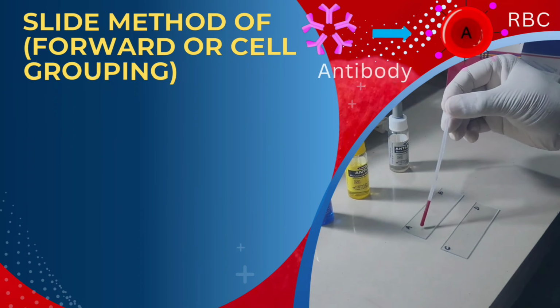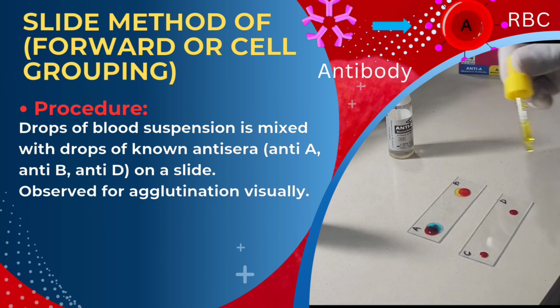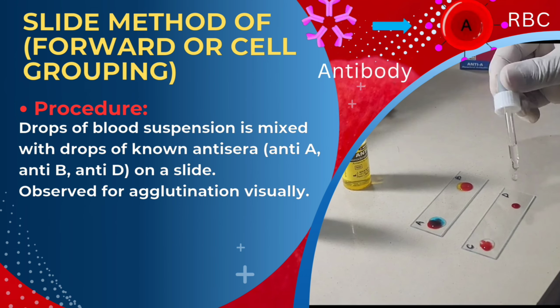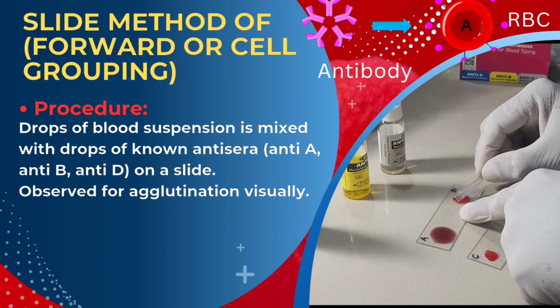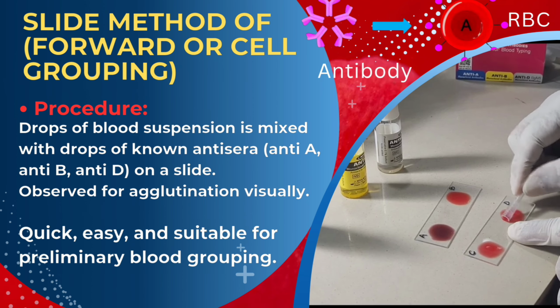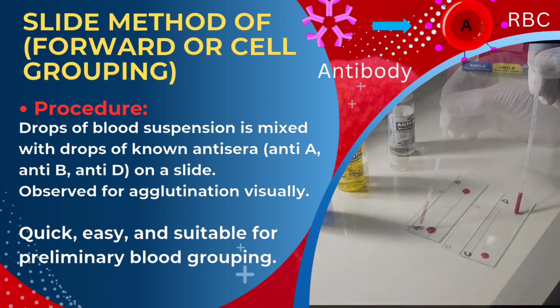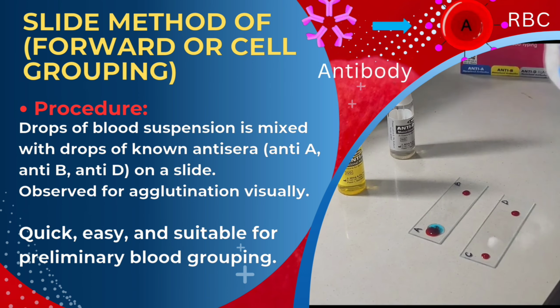In the slide method, we place 4 drops of the unknown blood sample on separate slides and add known anti-sera to each drop. Anti-A to one drop, anti-B to another, anti-D to the third, and normal saline as a control to the fourth. Each mixture is then stirred separately to observe agglutination or clumping.